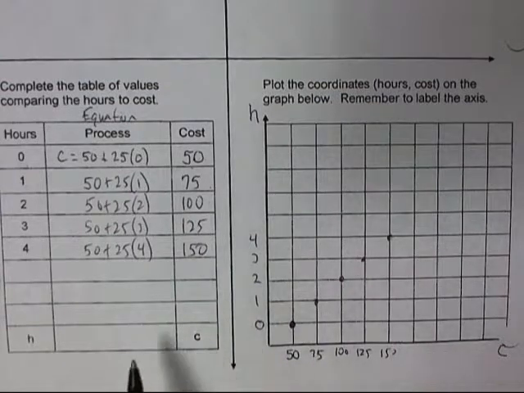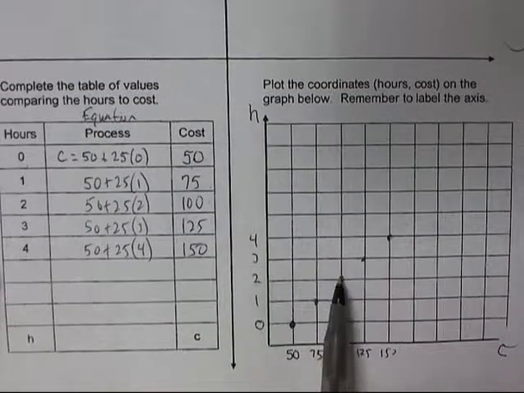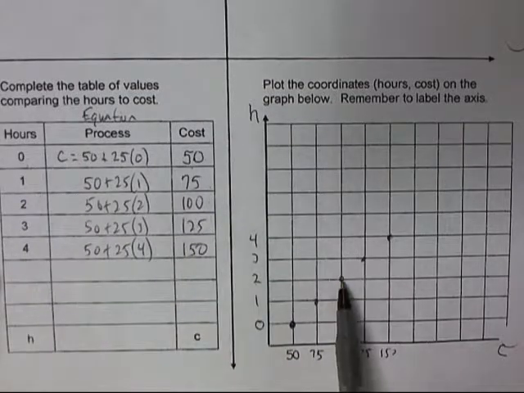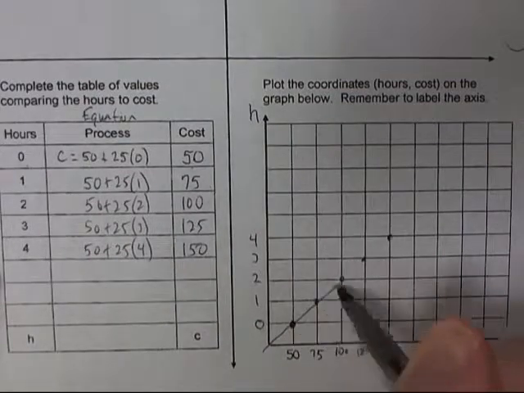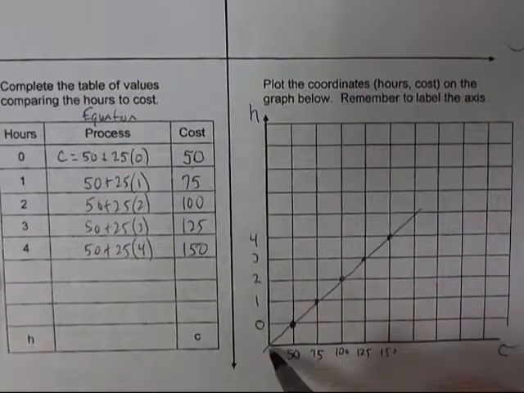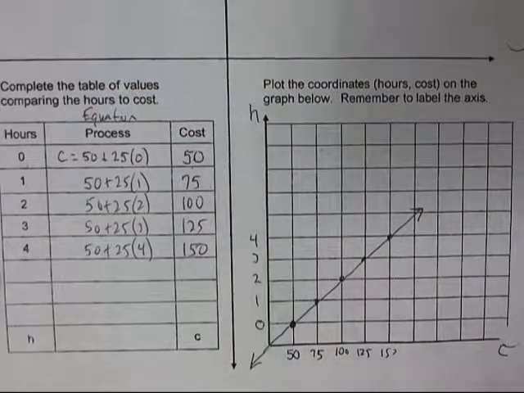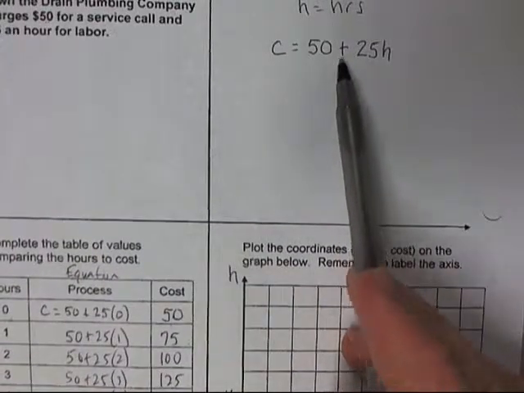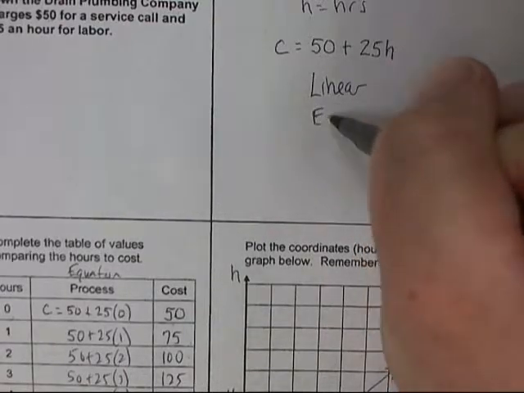And we see that when we continue plotting the coordinates for 2 hours, the cost was $100, right? 2 hours, $100, so that point goes there. And if you were to connect those dots, it makes a line, and we know another word for line is linear, so therefore the original equation that we created is a linear equation.